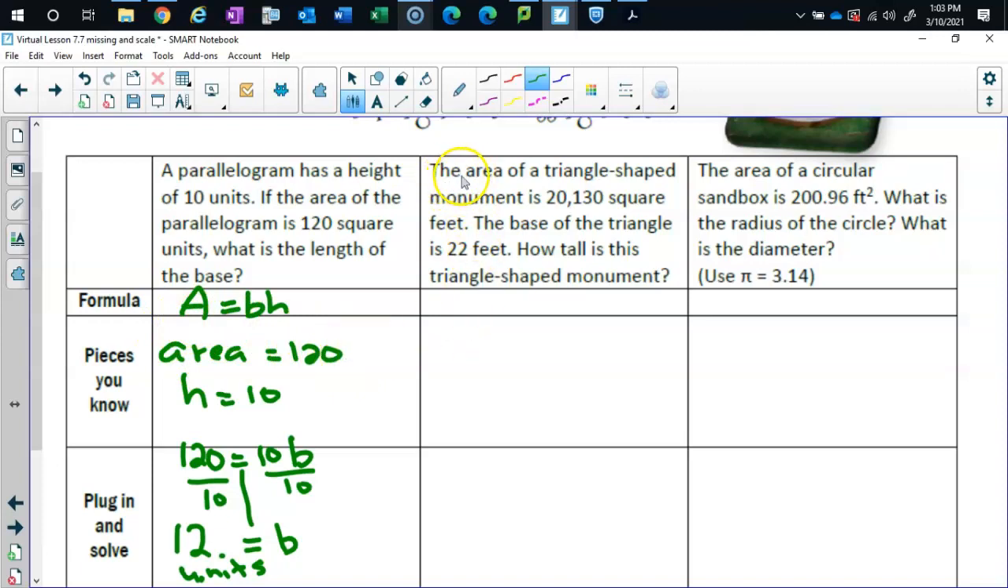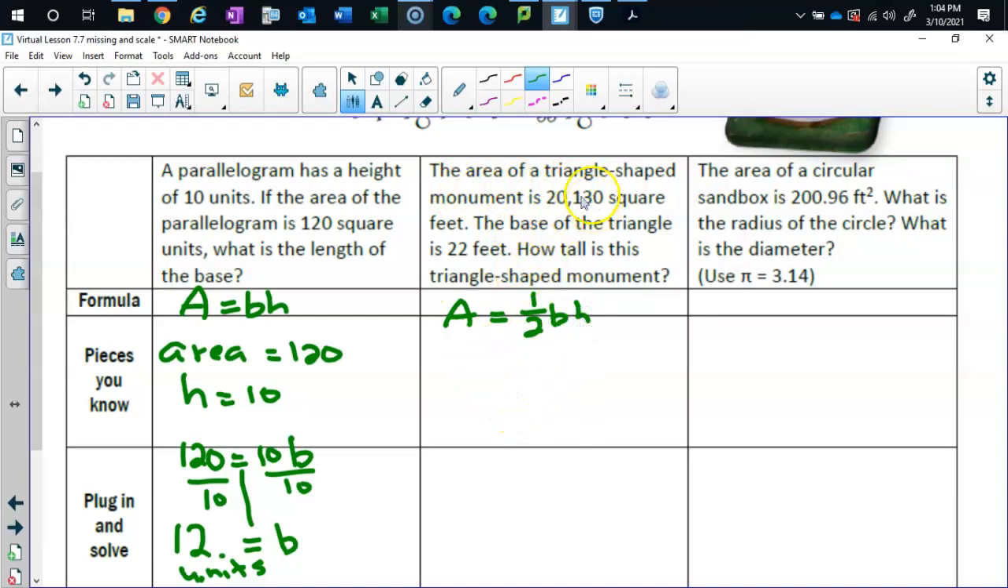Now, here we go. The area of a triangle-shaped monument is 20,130 square feet. The base of the triangle is 22 feet. How tall is the triangle-shaped monument? Well, what formula are we going to use? Well, we're going to look on our formula sheet, and the area of a triangle, we know we're doing area because they said area, and a triangle is 1/2 base times height.